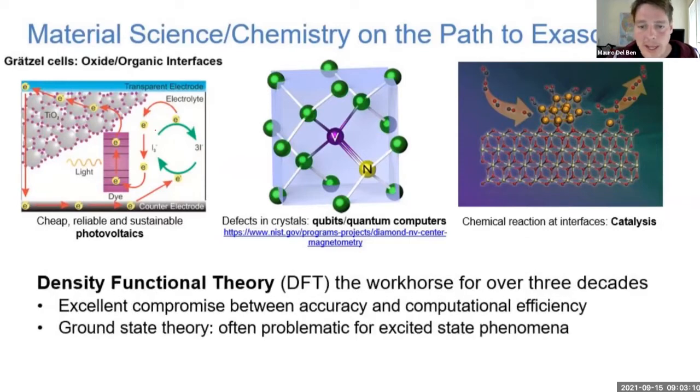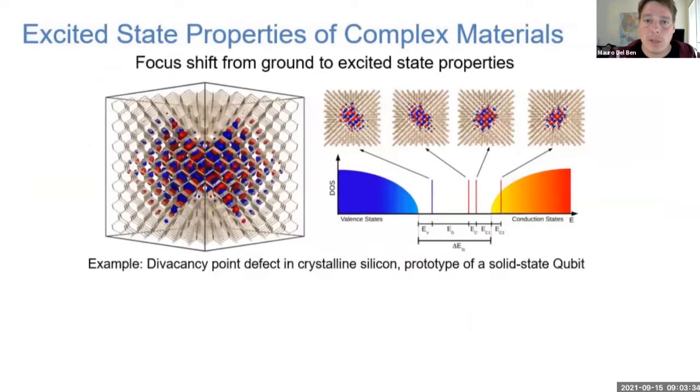For over three decades, density functional theory has been the workhorse for this kind of application, because it provides an excellent compromise between accuracy and computational efficiency. On the other hand, density functional theory is a ground state theory, so it often gives problems when trying to reproduce excited state phenomena. And excited state phenomena are really the focus for next-generation technology.